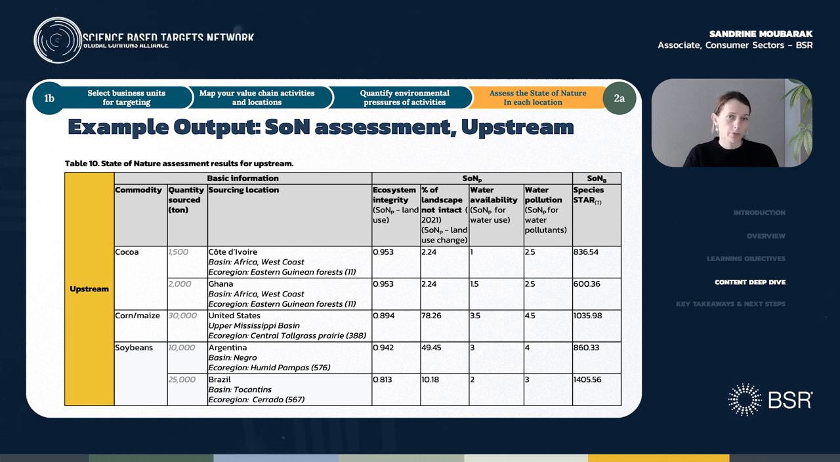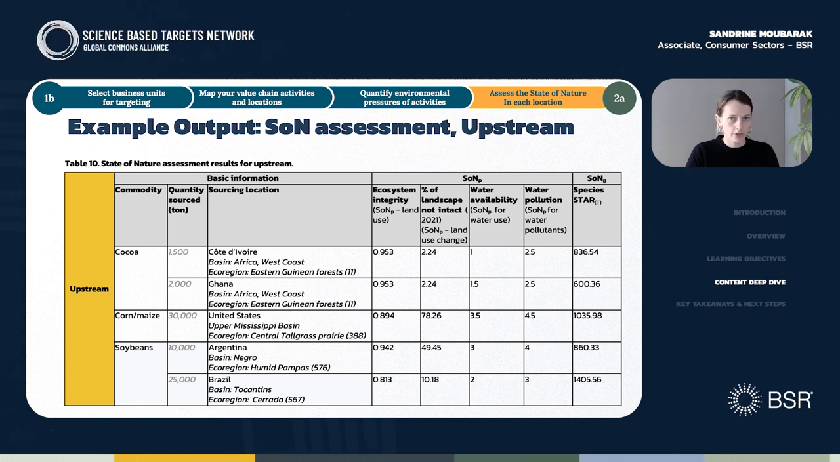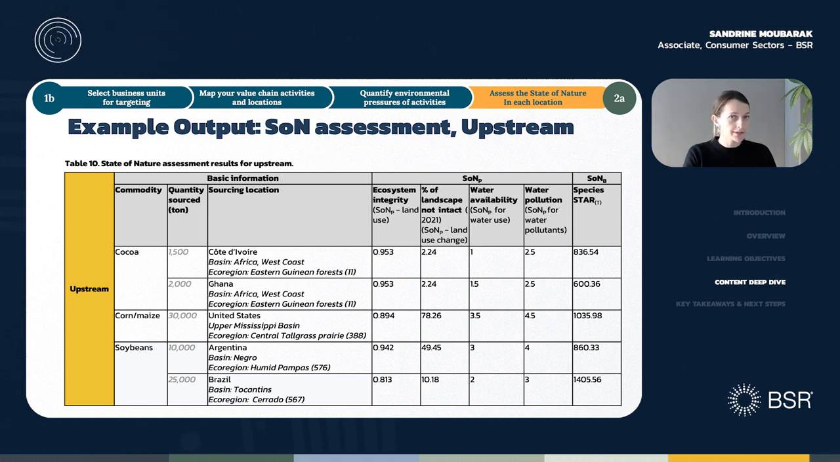For water use and water pollution, the team looked at the unified water tool and took average values for the set of basins used in the tool that matched the level of granularity they had at hand. So for example, for the UK Northwest Basin where they operate, they took the average value of all the smaller basins shown in the tool.